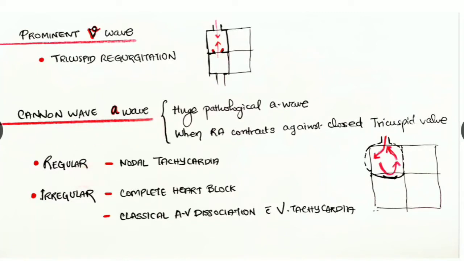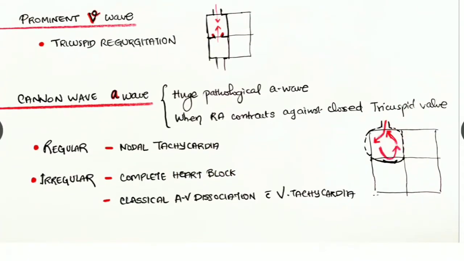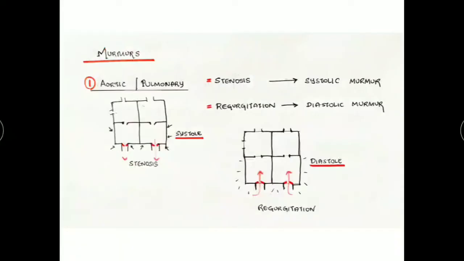It can be of regular type and irregular type. Regular type is seen in nodal tachycardia, and irregular type is seen in complete heart block in classical AV dissociation with ventricular tachycardia. That is, in complete heart block, the right atrium contracts, but there is the failure of communication to the right ventricle. So the tricuspid valve fails to open. This is the same in classical atrioventricular dissociation.